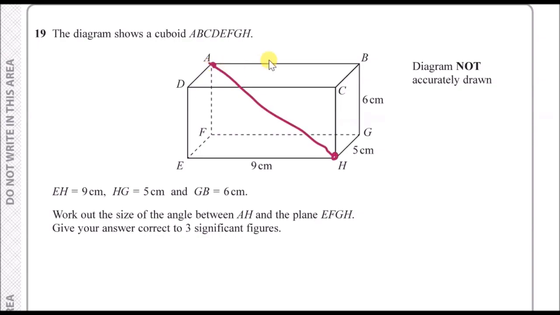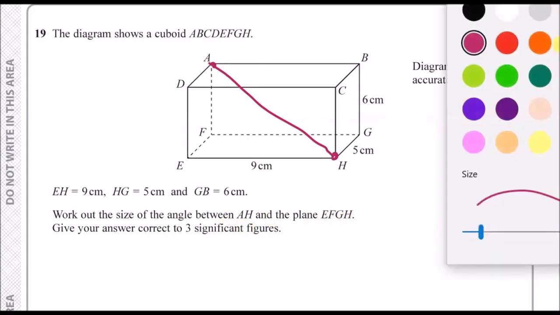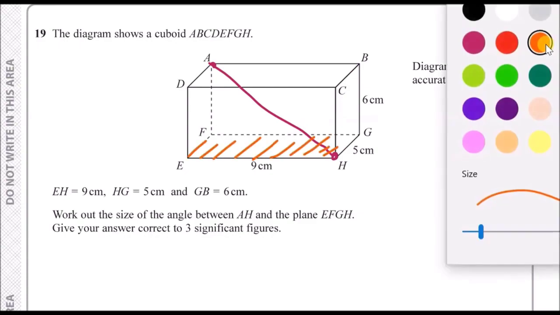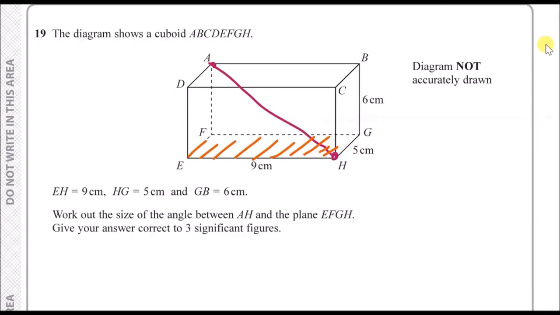Between AH and the plane EFGH. So what it's trying to say here, between that line and the plane, as in the ground. Now, when they say something like this, all they naturally mean is that they want to find the angle between AH and then FH. So that's how it kind of works. Now, give your answer correct to 3 significant figures.